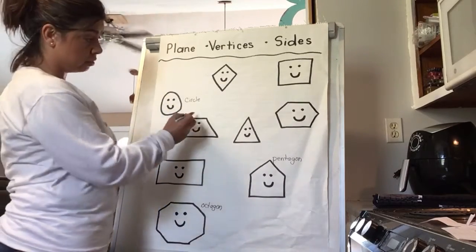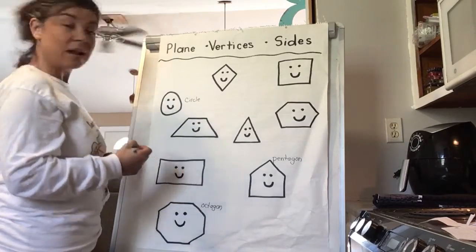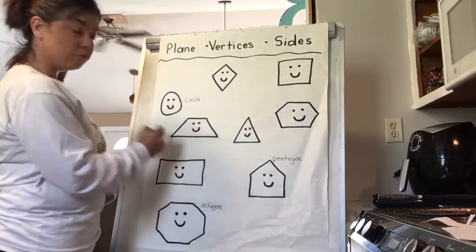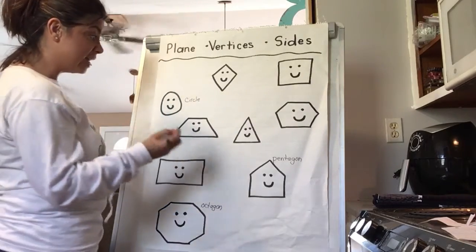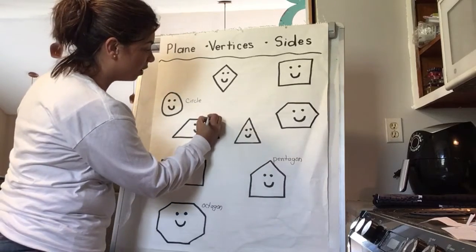Does it have 4 sides? 1, 2, 3, 4. It has 4 sides. And does it have 4 corners or 4 vertices? 1, 2, 3, 4. Yes, it does. So this is a trapezoid. Very good.